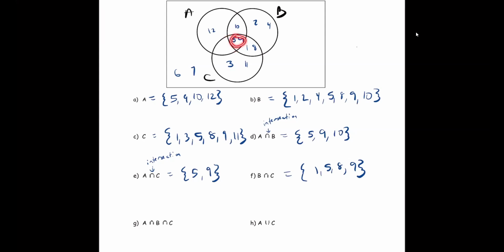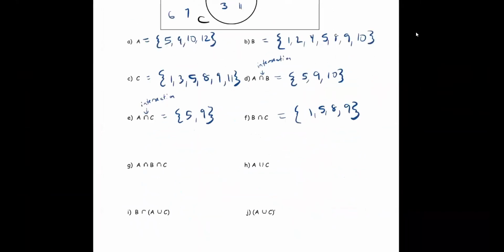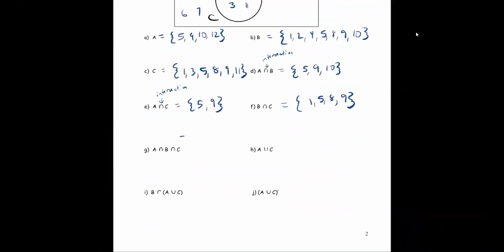Part of A, it's okay, part of B, and it's also part of C. So yeah, that's this part right here. Right here. That would be the intersection of all three. Okay. So that would be 5 and 9. All right, so 5 and 9.